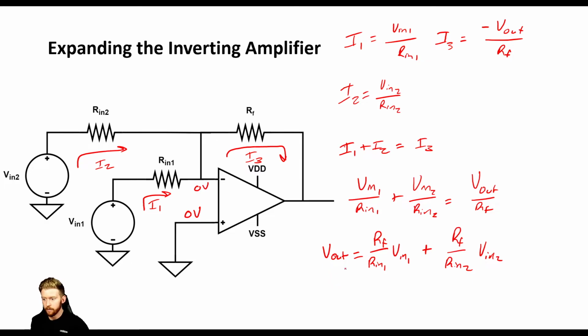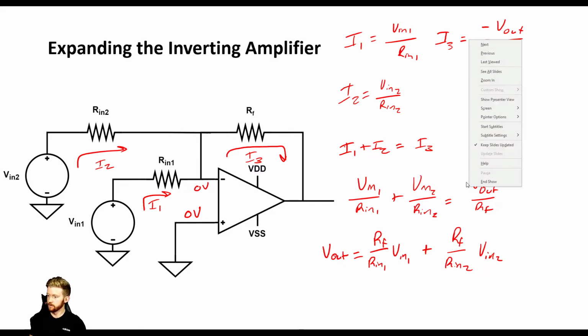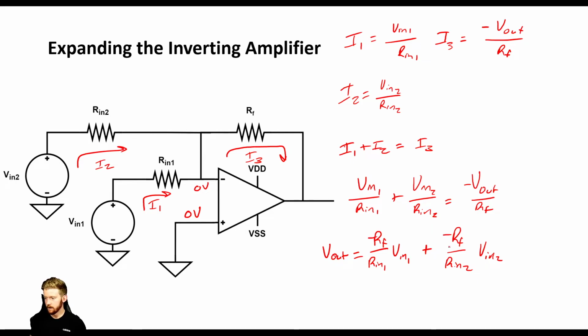Now what does this look like? Well, now our output voltage is proportional to our input voltage plus our second input voltage. So we have these 2 input voltages, and this is like we're adding them together. Oh, I did forget something though. So this is a minus V out. This is going to be minus RF and minus RF here. So this is an expansion of the inverting amplifier called an inverting summer.